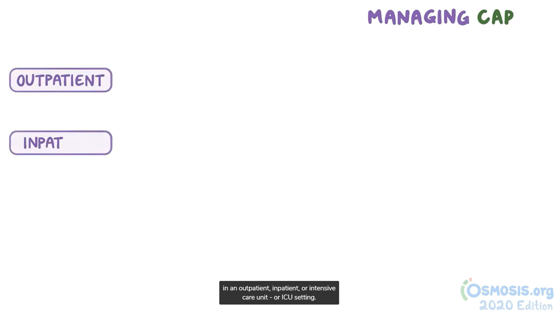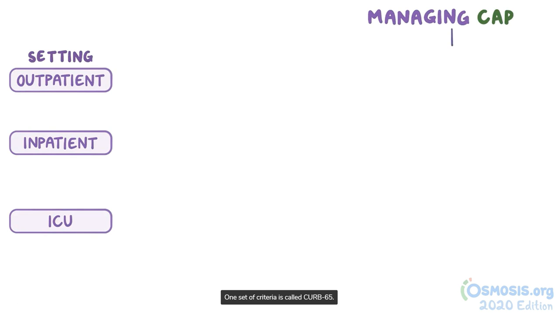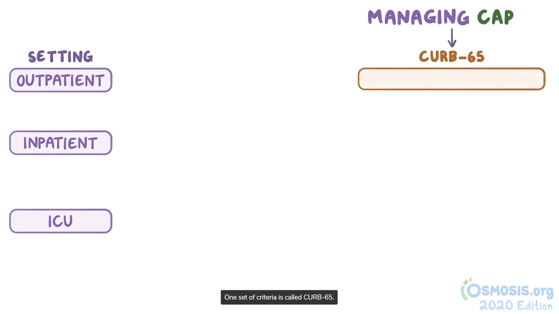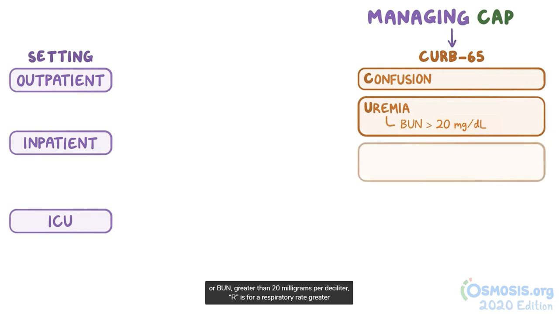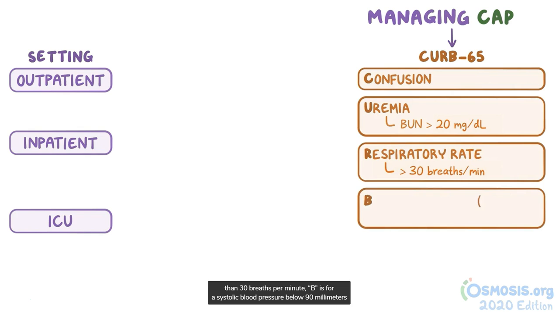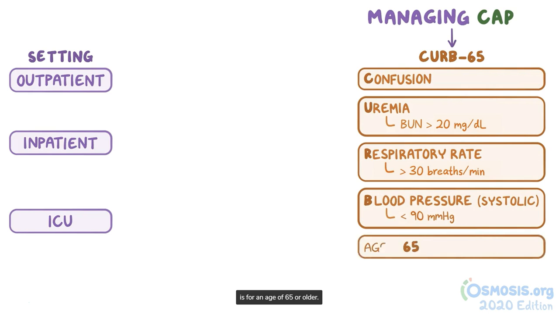The initial step in managing CAP is determining whether an individual should be cared for in an outpatient, inpatient, or intensive care unit, or ICU setting. One set of criteria is called CURB 65. The C is for confusion, U is for uremia, defined as a blood urea nitrogen, or BUN, greater than 20 milligrams per deciliter. R is for a respiratory rate greater than 30 breaths per minute. B is for systolic blood pressure below 90 millimeters of mercury, or a diastolic blood pressure below 60 millimeters of mercury. And 65 is for the age of 65 or older.